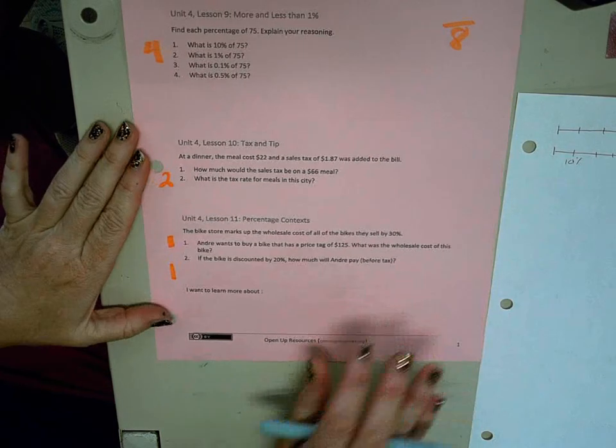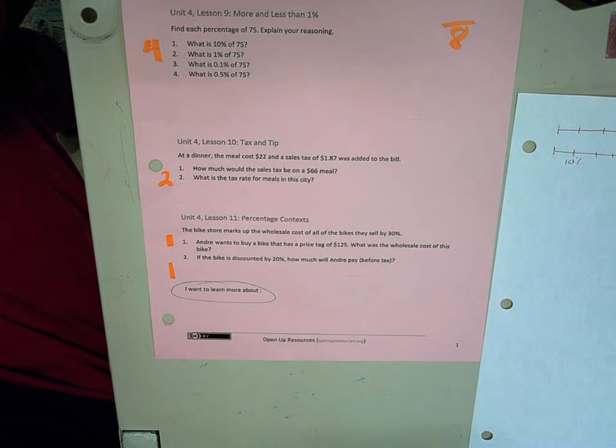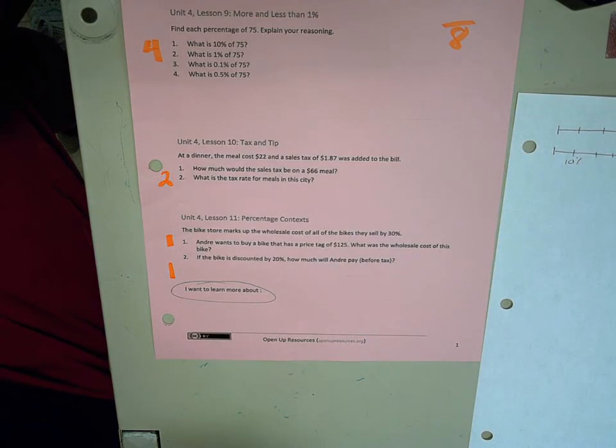I did have someone ask me, what about this at the bottom? "I want to learn more about." It's just giving you an opportunity to share with me anything that you would like to learn more about, and it doesn't have to be math related. If you're curious in biology, yeah, sure. It just lets me know more about you as a person. Always good to know as much about my students as possible.